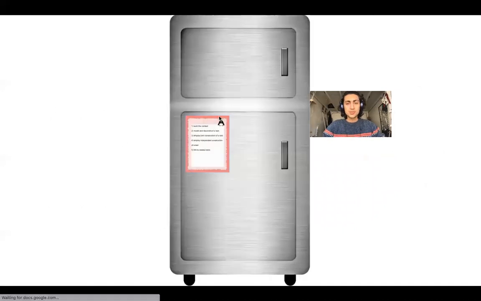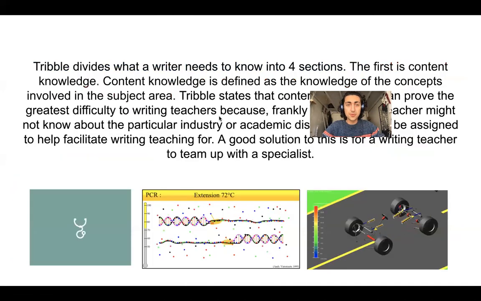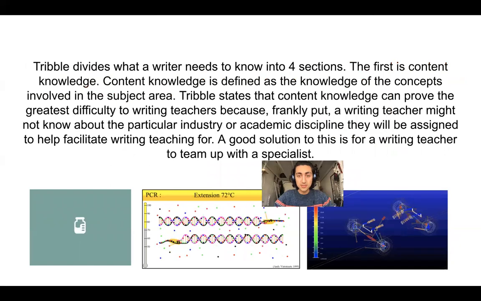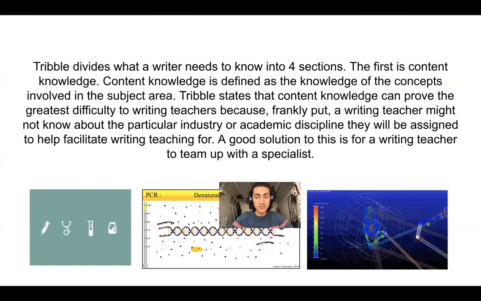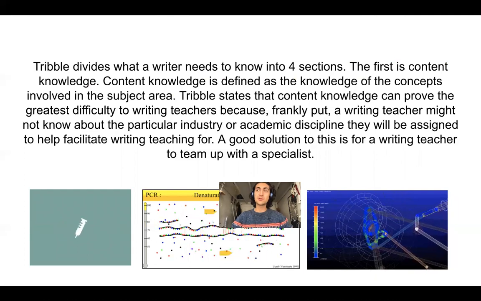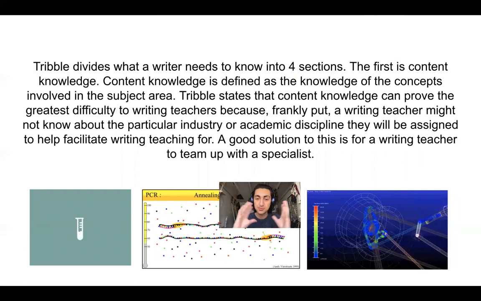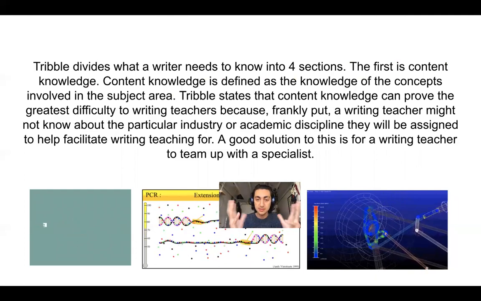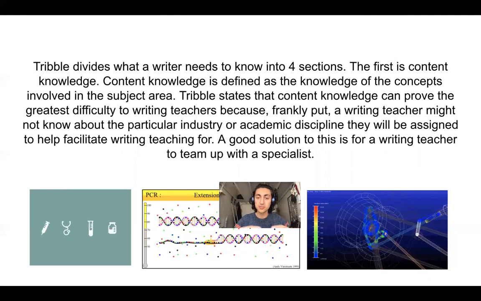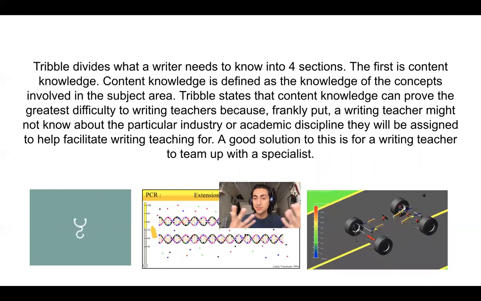So just to go back, because I think it's important. We have four sections. We have content knowledge, such as molecular biology. You might not know it, but you can work with a specialist. But you need to be able to bring this. If you are writing, you need to have content knowledge. If you're writing about molecular biology, you have to know about molecular biology.